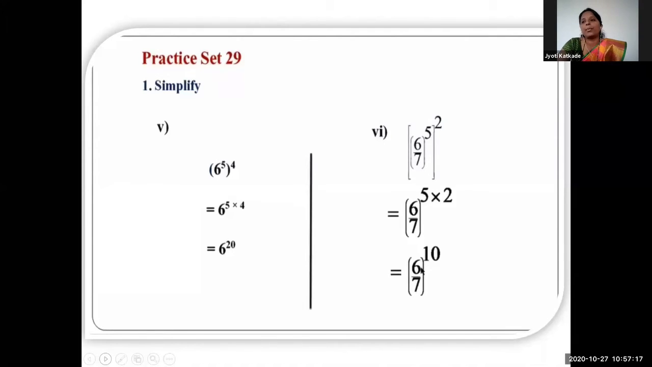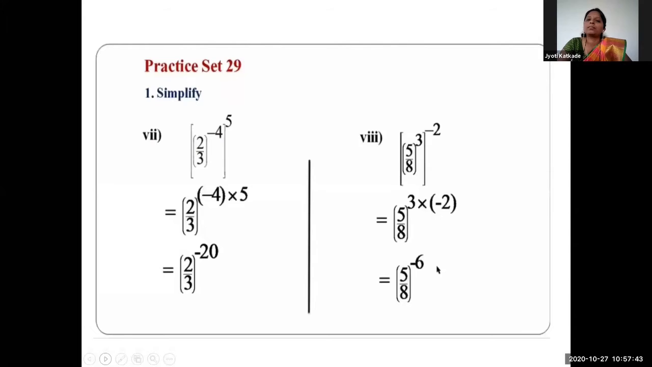Now sixth example is 6 upon 7 bracket raised to 5 again bracket raised to 2. In the same way, all examples are same. Take multiplication of power. Then we get 6 upon 7 raised to 5 into 2. Means answer is 6 upon 7 bracket raised to 5 to the 10. Okay. See next example, 6 number.